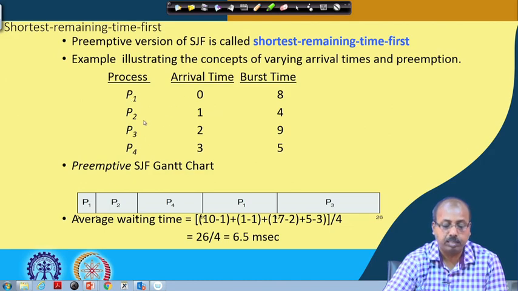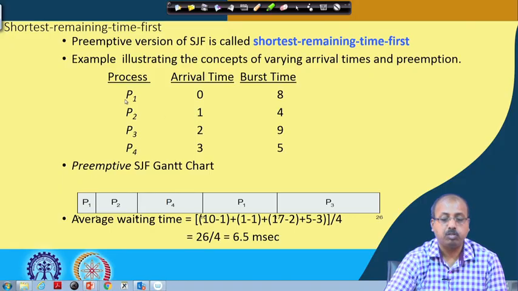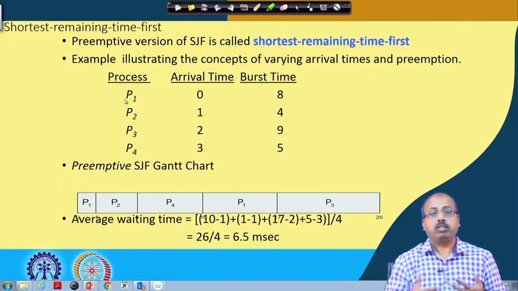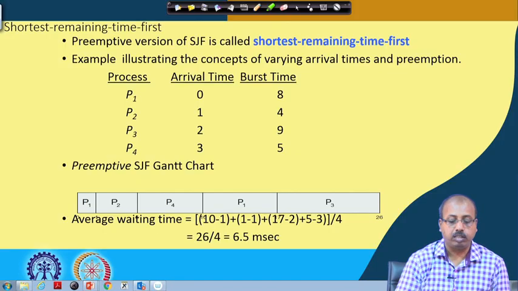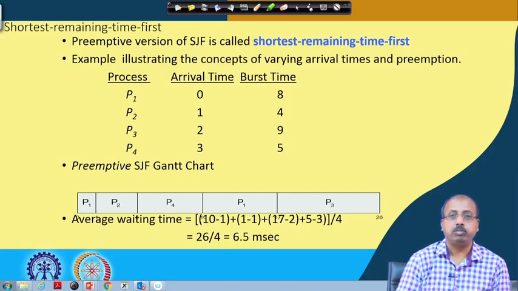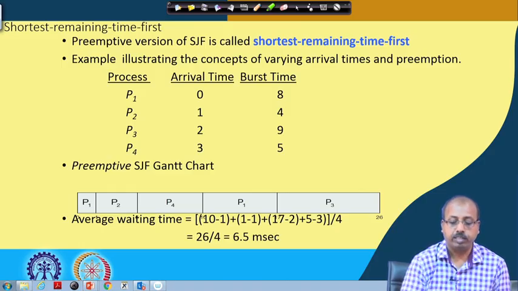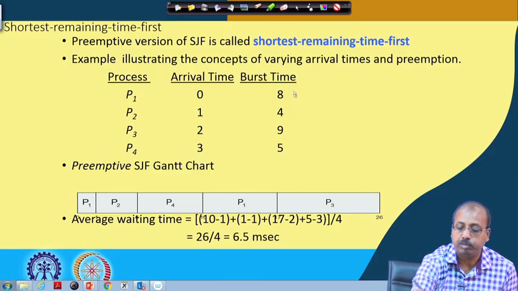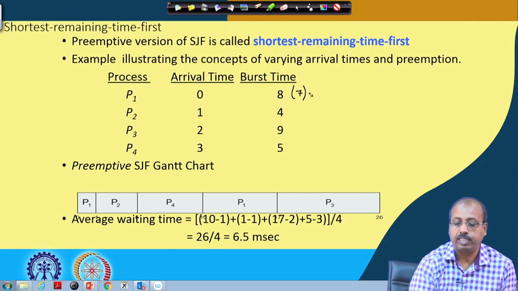So, P1 executed, and after that P2 came at time 1. At time 0 only P1 was there in the system, so the scheduler could not have any choice. So, it scheduled P1. Then after one time unit P2 has come. Now, when P2 has come, the system sees that the job that is running now is going to take another 7 time units and P2 is of burst time 4. So, P1 is preempted and P2 gets the chance for execution. P1 has executed for 1 time unit, so it has 7 units left.